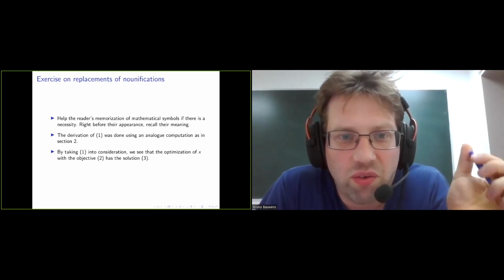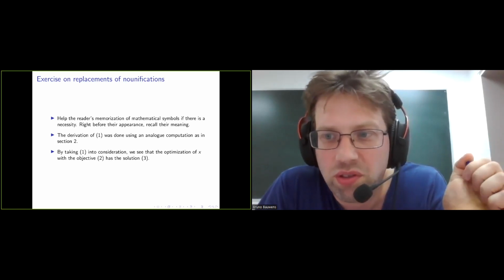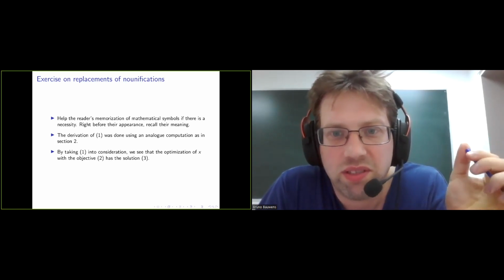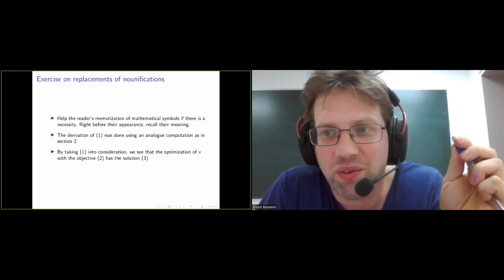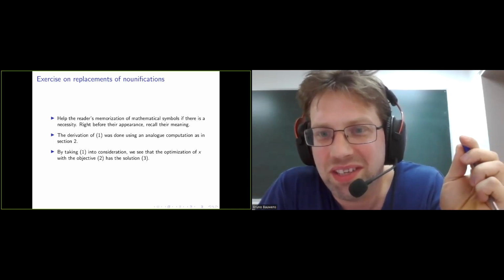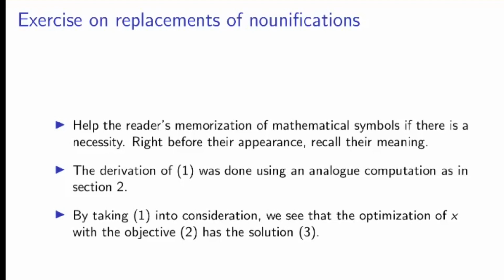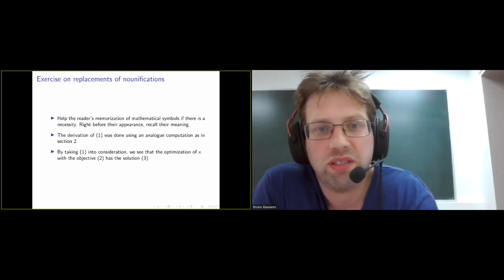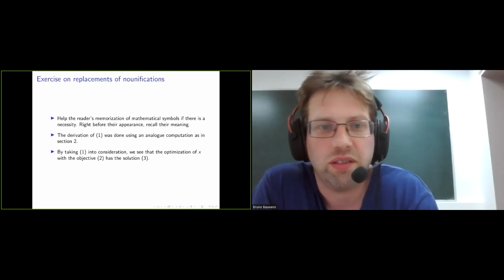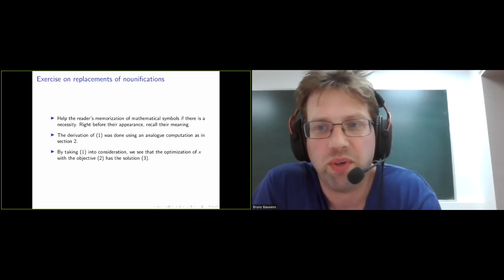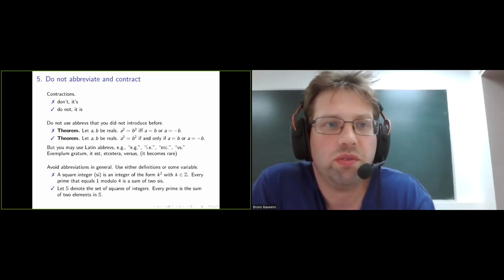"The derivation of one was done using an analog computation as in section 2." So how can you say it without nounification? So how many nounifications, or nominalizations I should say? So you can say "one was derived using," or "one was computed in a similar way as in section 2."